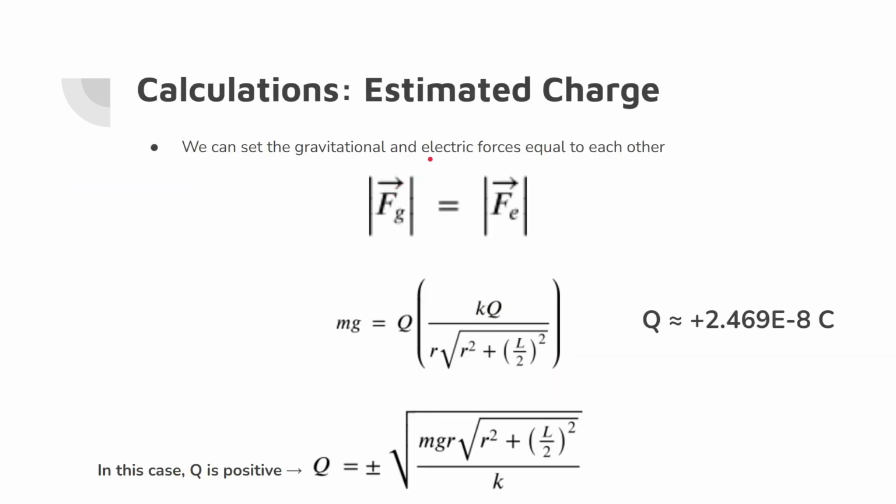So we can estimate the charge on one of the tapes using the magnitude of the gravitational force and electric force, setting them equal to each other with this equation here. We solve for Q, and it's going to be plus or minus the square root of all this. And we know from this experiment that Q is positive, so we ignore the negative. And we found that Q is approximately 2.47 times 10 to the negative 8 coulombs.